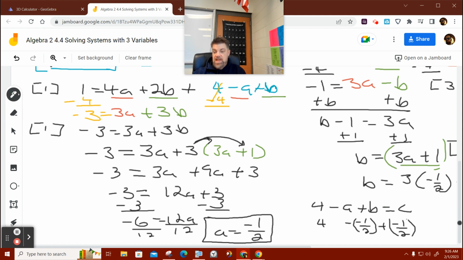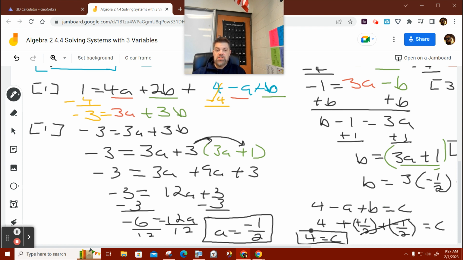4 minus 1/2 equals plus 1, negative 1/2 equals C. Well, this becomes a positive 1/2, right? And when you subtract 1/2 from 1/2, that becomes 0. 0 plus 4 is just 4. So C equals 4.